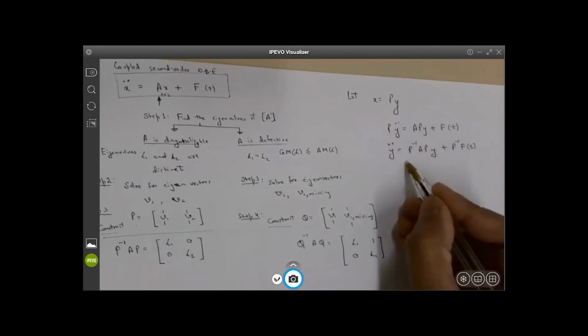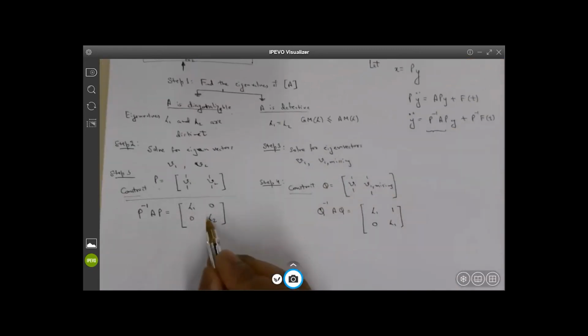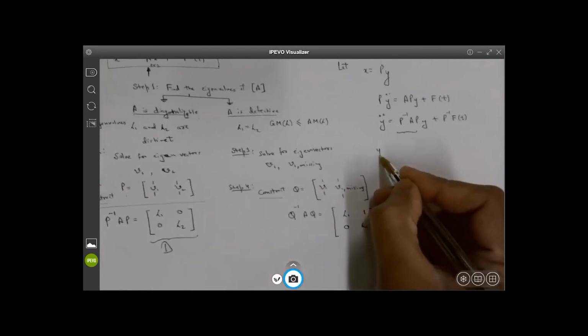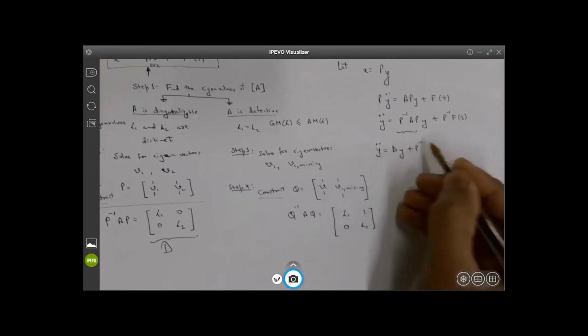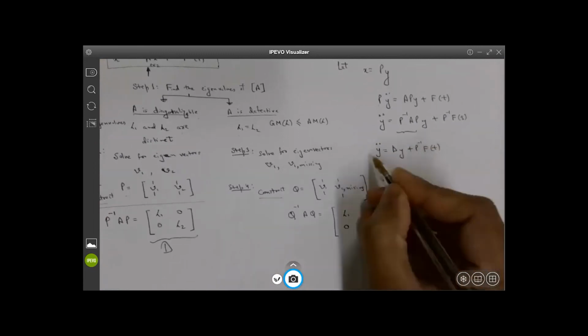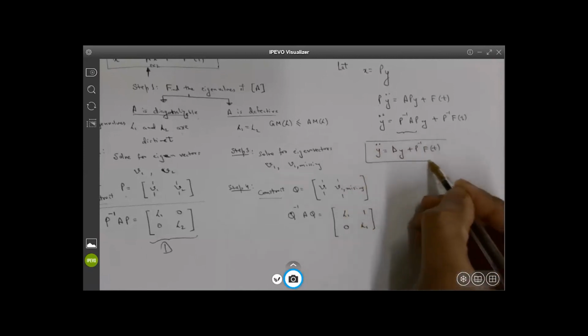And then what is this thing? This thing is nothing but, we have seen, just a diagonal form. Let's call that D, diagonal form. So what we got is y double dot equals D y plus P inverse F(t). Now this equation is your uncoupled second order ODE.